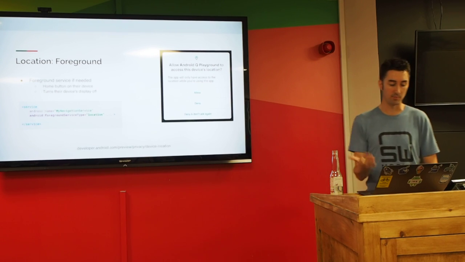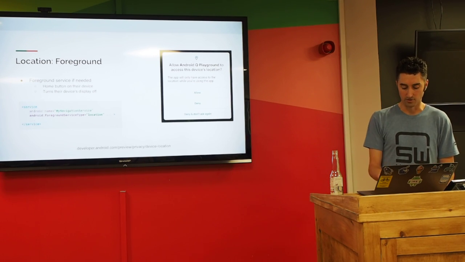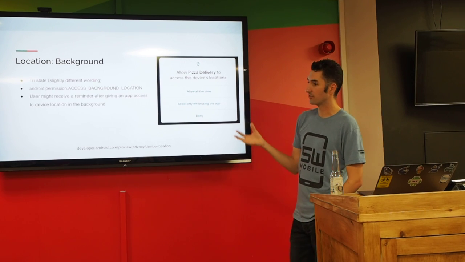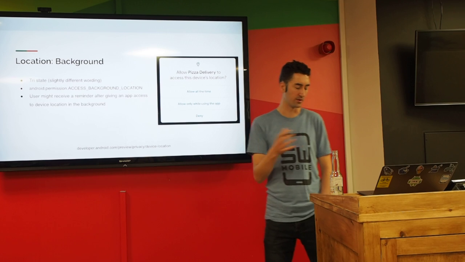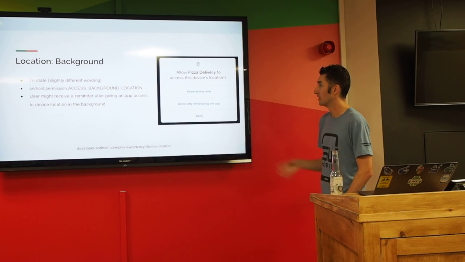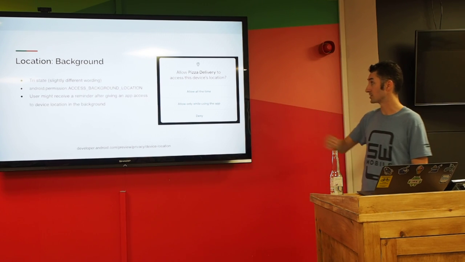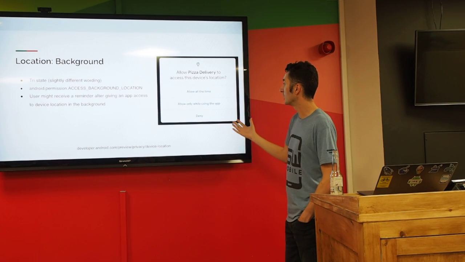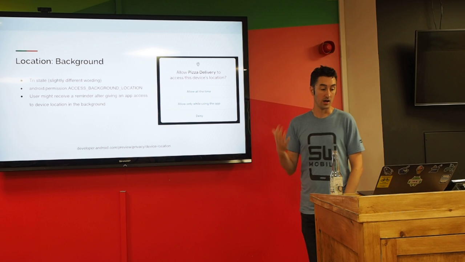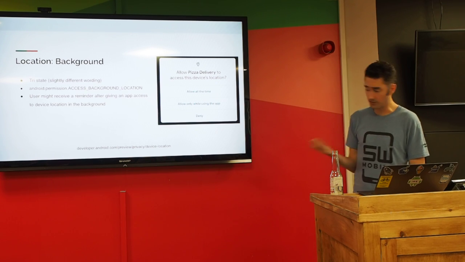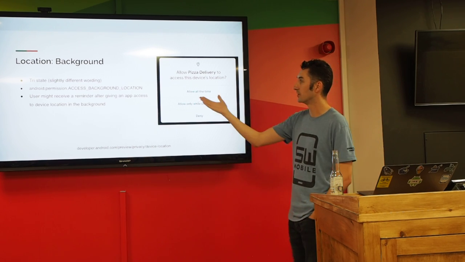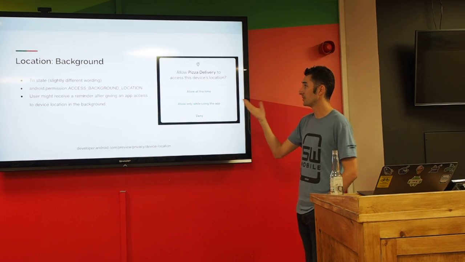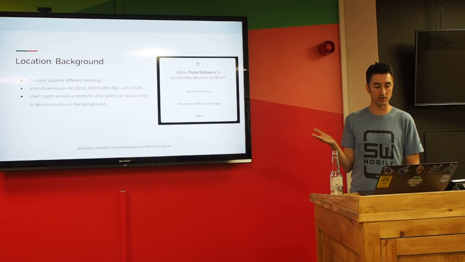If you're accessing it in the background, that's where the major changes here in Q. There's a tri-state permission to allow all the time, which is what we used to have, allow it only while the app is in use, and then of course deny. And there's a new permission around this called access background location. So this is something you'll need to define if you're targeting Q.